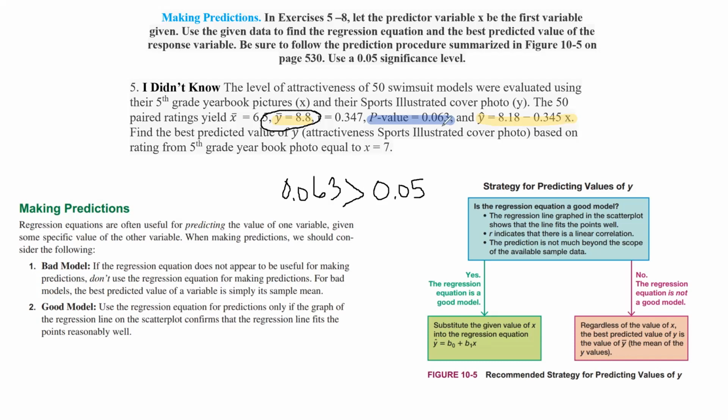Now, had it been the other way around or it was a different number, we would have used this to predict it. What we would have done is put 8.8 minus 0.345, and x according to this equals 7, we would do that. And whatever that equals, that would be how we would predict what our y would equal. That's how we would predict y hat if it were a good model. But since it's not a good model, we're just going to go with y bar.